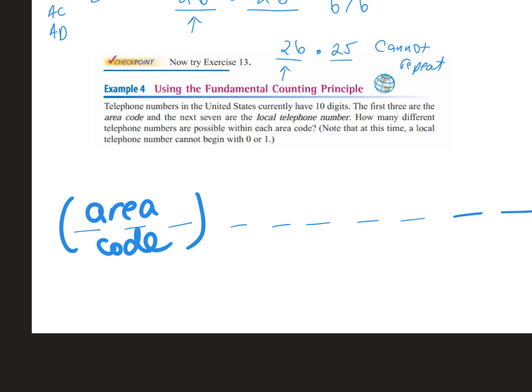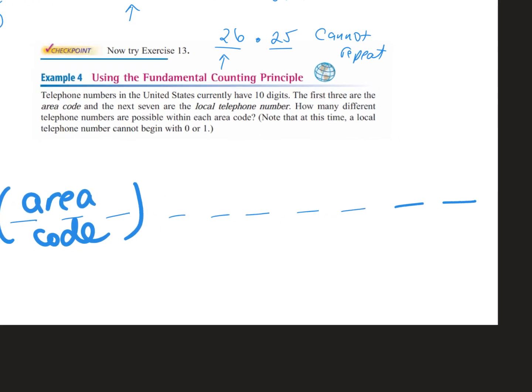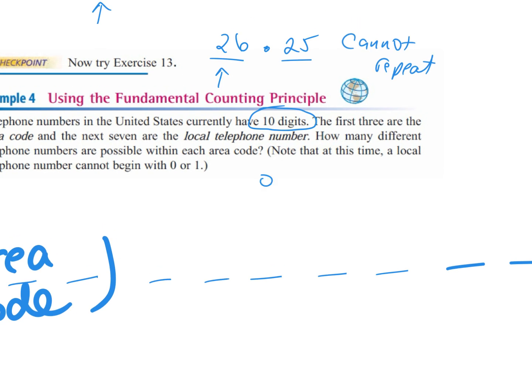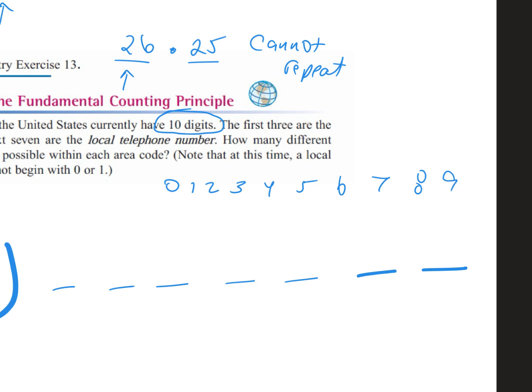So I have 7 spaces here. It says each area code. What that tells you is that the area code is the same. All right. It says that you have how many numbers to choose from? 10 digits. Okay. Think about what a digit is: 0, 1, 2, 3, 4, 5, 6, 7, 8, and 9. Sometimes they'll tell you can use the digits 2 through 8 or something like that. So you have to count them.